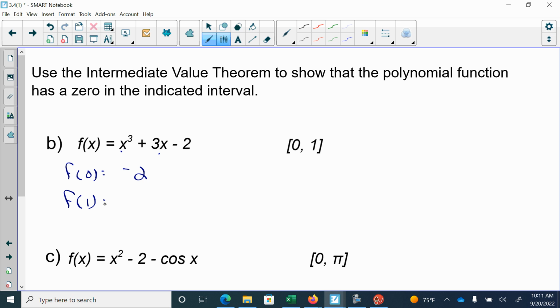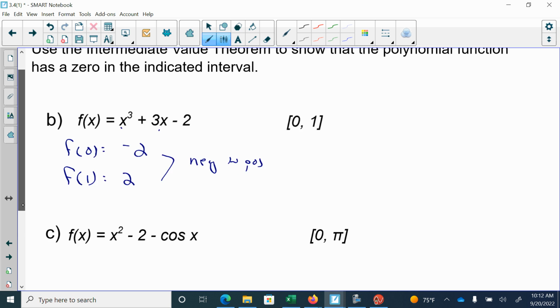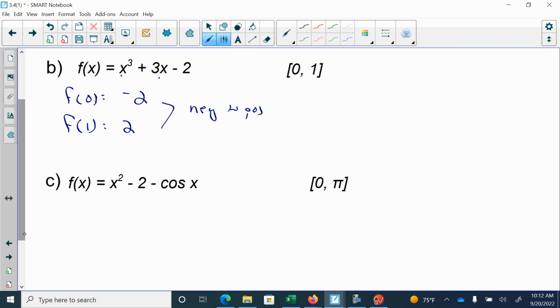So this is 1, 4, 2, yes? So can I say, show that it has a 0? I'm going from a negative to positive, it has to cross 0, yes? This one, do I have a 0? So I'm going to find f of 0. So 0 squared minus 2 minus cosine of 0. Well, the cosine of 0 is 1, so that's going to be negative 3, I think. Somebody better check my math.